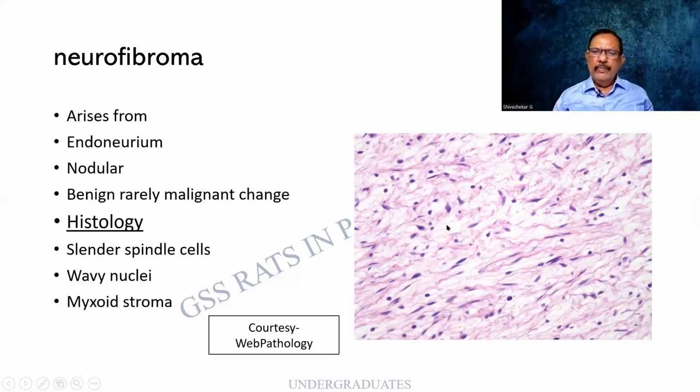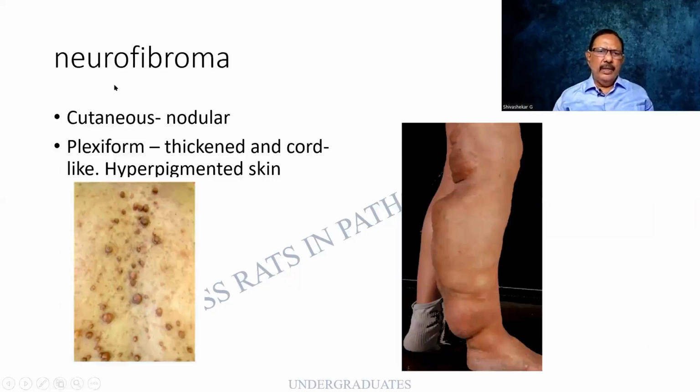This is called the stroma. This empty space. It is usually a benign tumor. There will be nodules. Rarely it can undergo a malignant change.